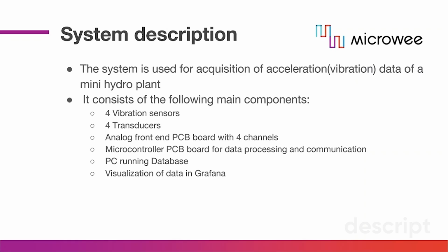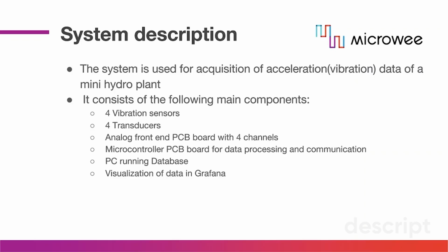There are a few key components of the system. It consists of 4 vibration sensors that capture acceleration data. Next, it has 4 transducers which take the input of the sensors and send it further down the signal chain. After the transducers, we have an analog front-end PCB which takes the signal from the transducers. After the analog front-end PCB, we have a host board, which is basically a PCB which houses a microcontroller, which is used for digital signal processing and communications.